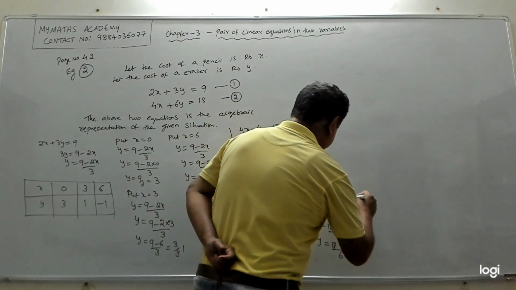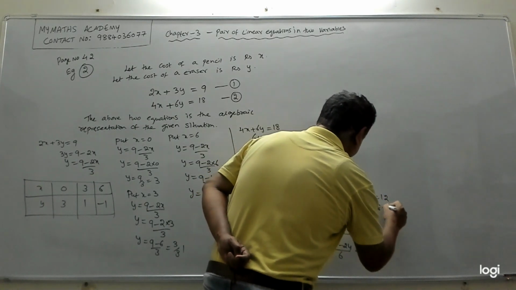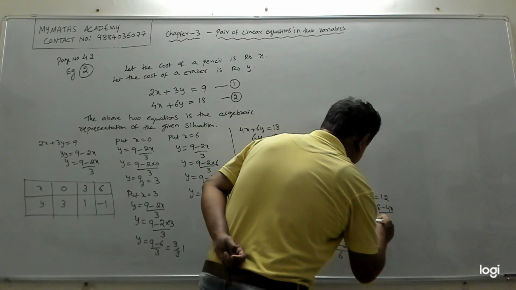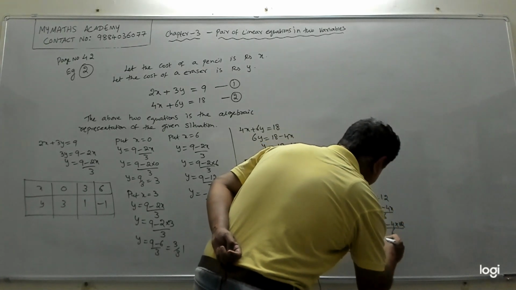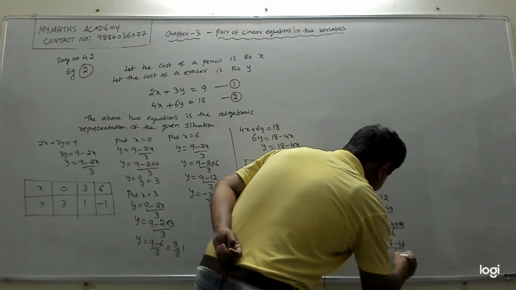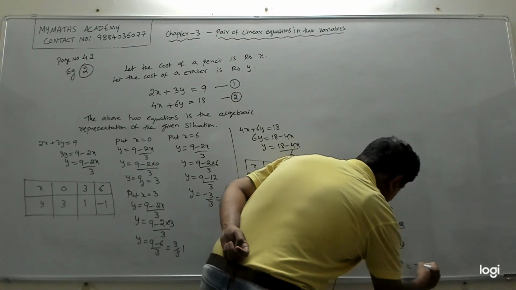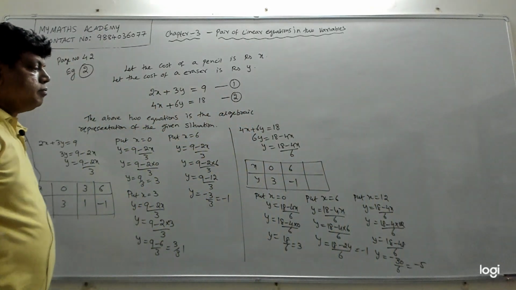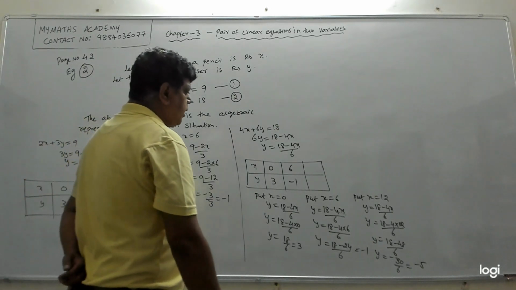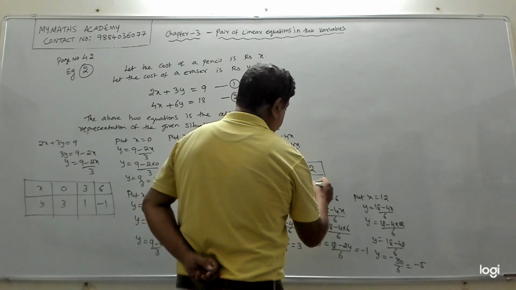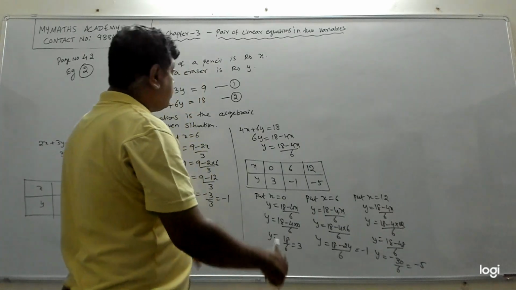Then put x is equal to 12. Then y is equal to 18 minus 4x by 6. So y is equal to 18 minus 4 into 12 by 6. So which means 18 minus 48 by 6, that is y. So y becomes minus 30 by 6, which is minus 5. So when my x is 12, I get my y as minus 5. Clear? Now we should draw the graph.